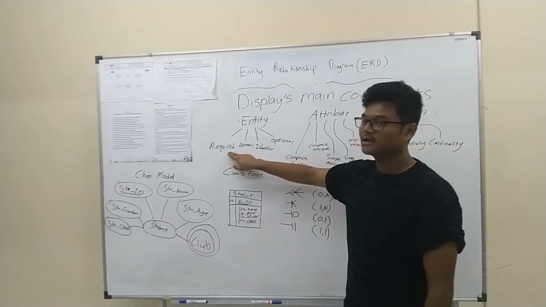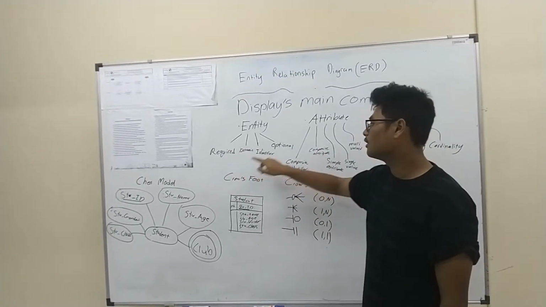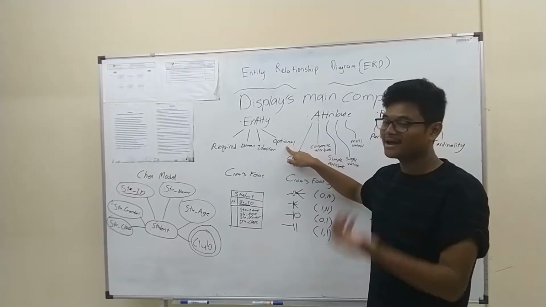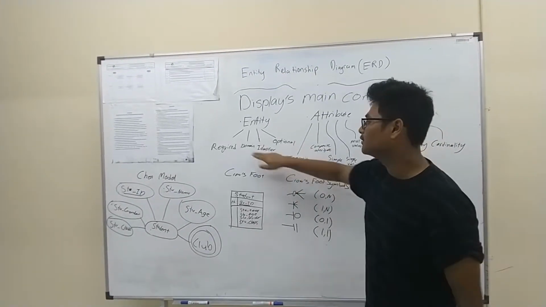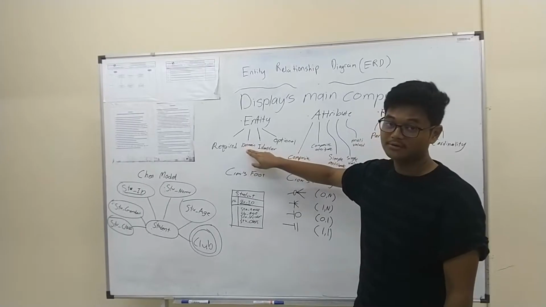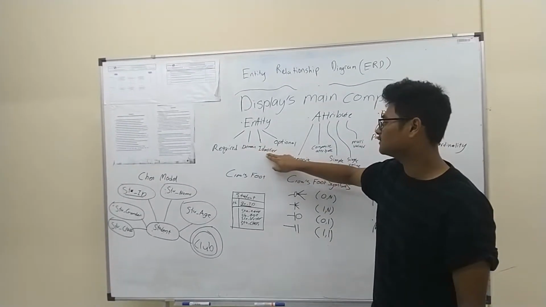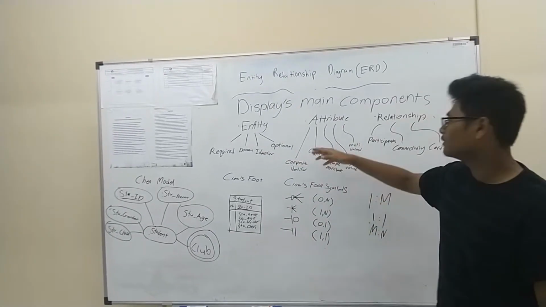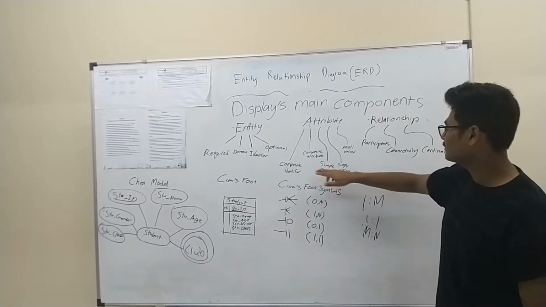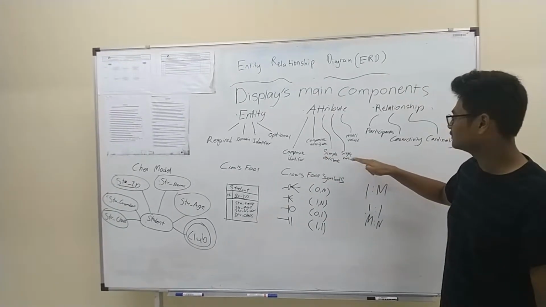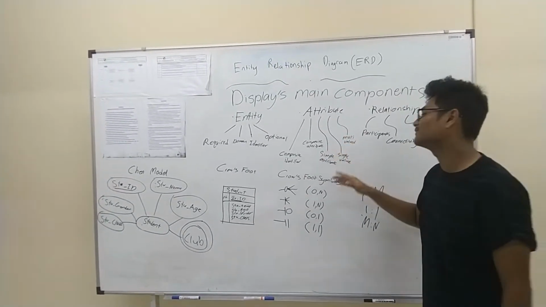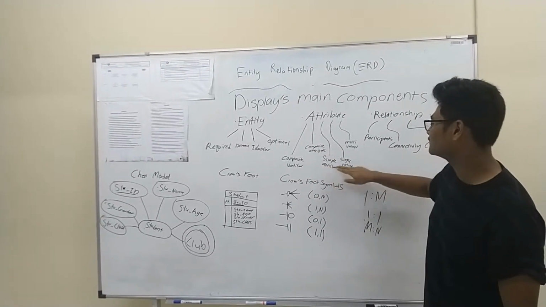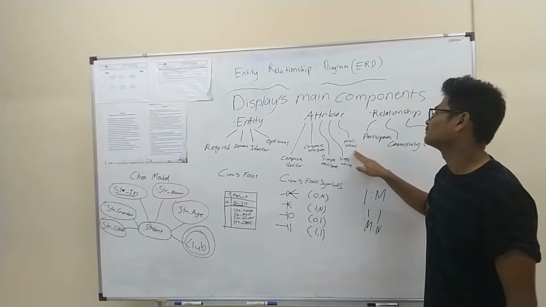Required attribute means that your attribute must have a value. Optional means it can have a value or it cannot have a value. Domain is the unique set of values given to your attributes. Identifier is what is used to uniquely identify your attribute. Moving on to attributes in general, there are 5 types: composite identifier, composite attribute, simple attribute, single value, and multi-value attribute.